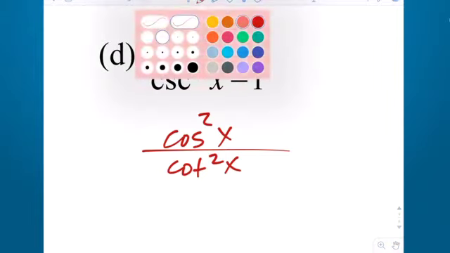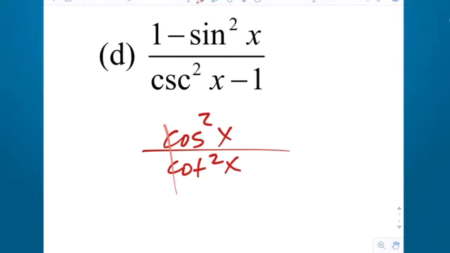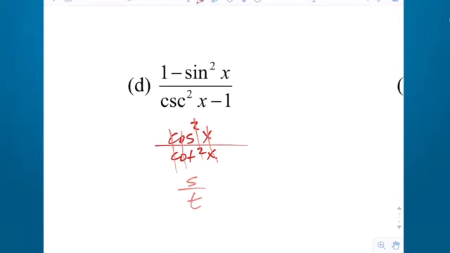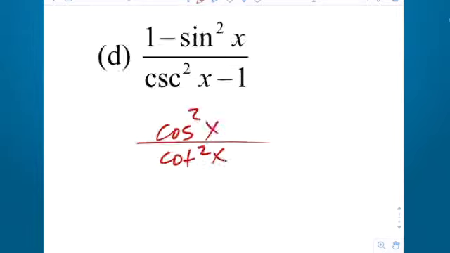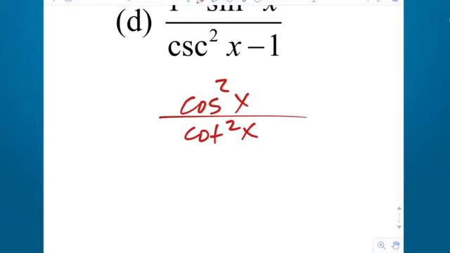Oh my gosh. Look what happens. The c's divide out, the o's divide out, the 2's divide out, and the x's divide out, and we're left with s over t. Don't that cool? That doesn't work. What can we do now?